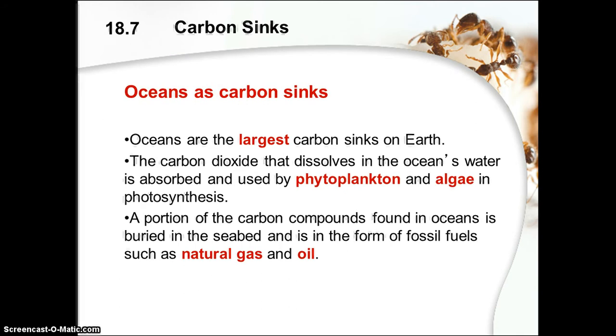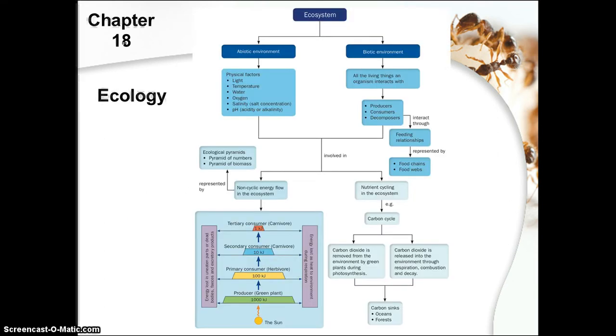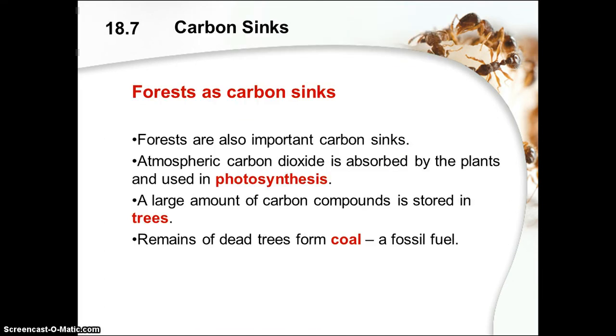The ocean is one of the largest carbon sinks on Earth. Carbon dioxide that dissolves in the ocean water is sometimes absorbed and used by phytoplankton and algae in photosynthesis. But a part of the carbon compounds found in the oceans is also buried in the form of fossil fuels such as natural gas and oil. Forest is another important storage of carbon compounds, through photosynthesis. A large amount of carbon compound is stored in trees, and their remains form another example of fossil fuel.